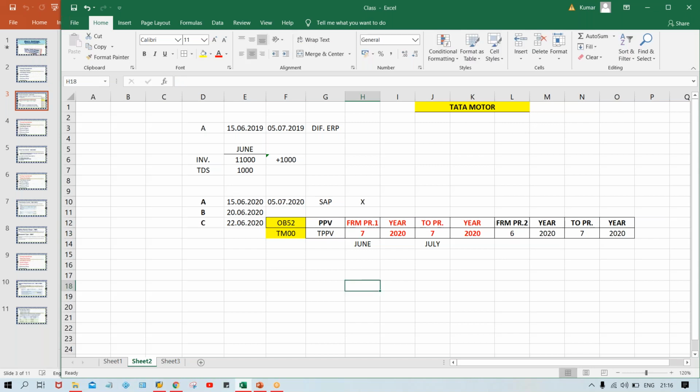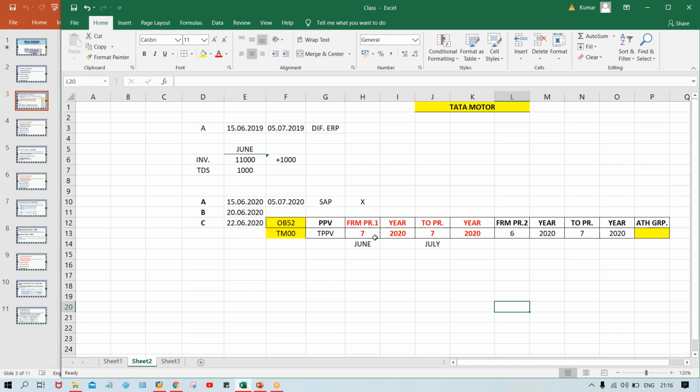Now, what is happening generally, and there is one more thing called authorization group. Authorization group also will be there. It will be like this.